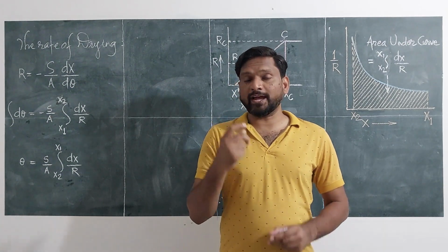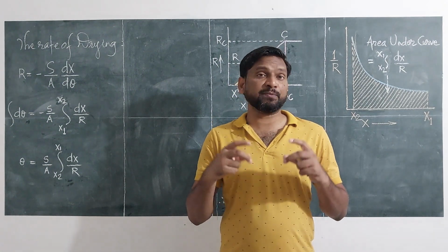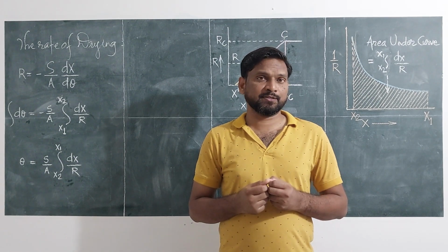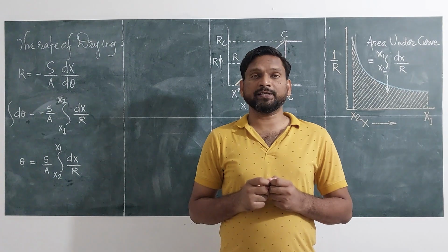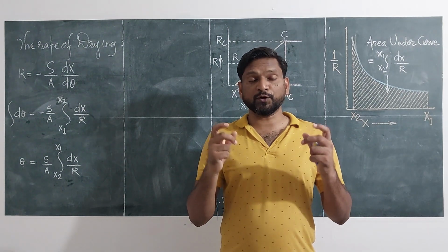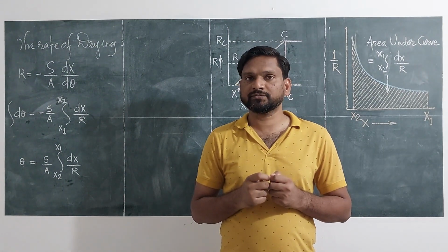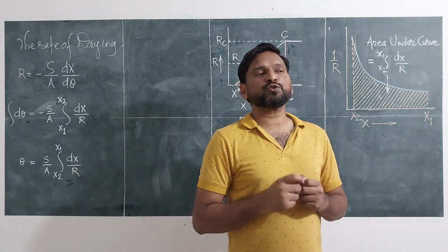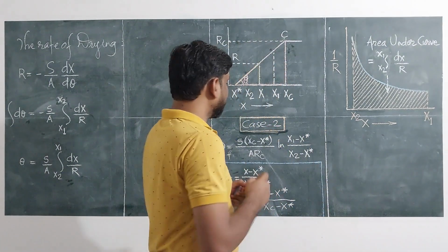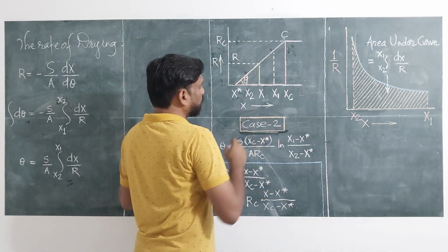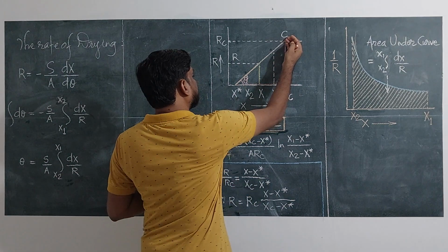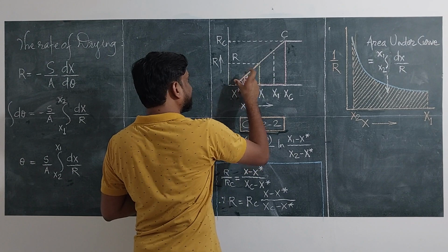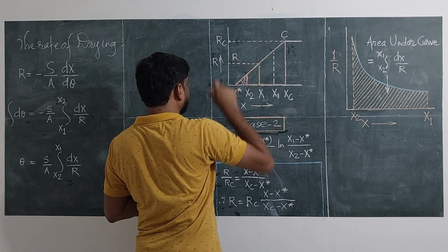Earlier we have seen that there are three types of cases to determine the time required to dry the solid up to the desired extent. One of those three cases was case number 2, wherein the falling rate period curve of drying is a continuous line.